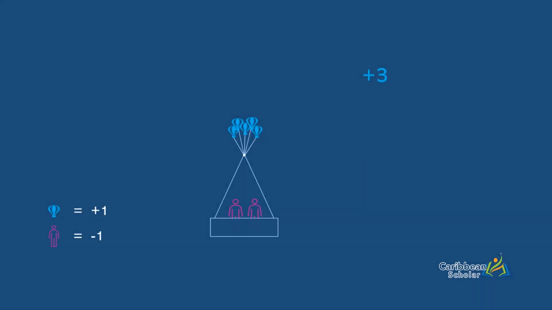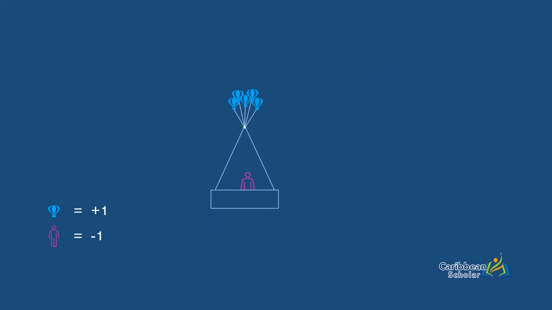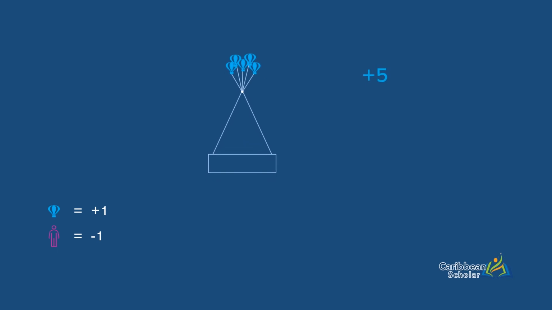We already know that 5 balloons and 2 persons kept us at 3. If we take a person out of the lift, now we are back at 4. So one way to think of a double negative is that you are removing the negative, and that makes you more positive. So let's remove some more negative, and the lift is back at plus 5.